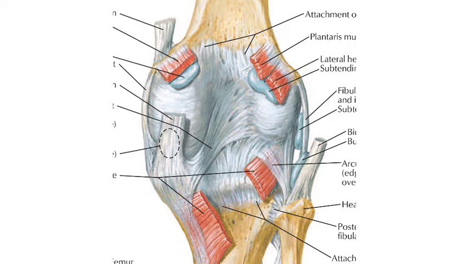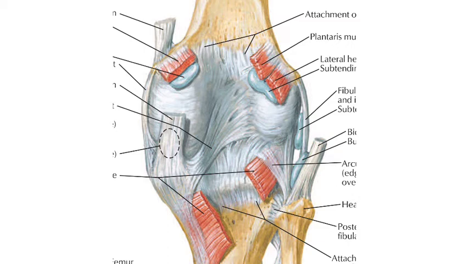is pierced by the middle genicular vessels and nerves, and also by the genicular branch of the posterior division of the obturator nerve. Next ligament is the arcuate ligament. Here lies the arcuate ligament on the lateral and inferior aspect. It has an anterior band and a posterior band, and has a Y-shaped arrangement.